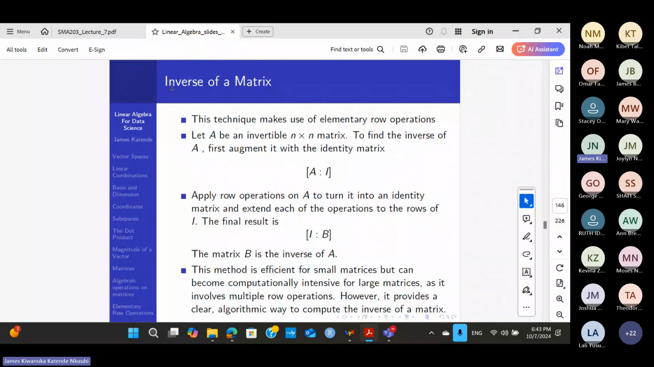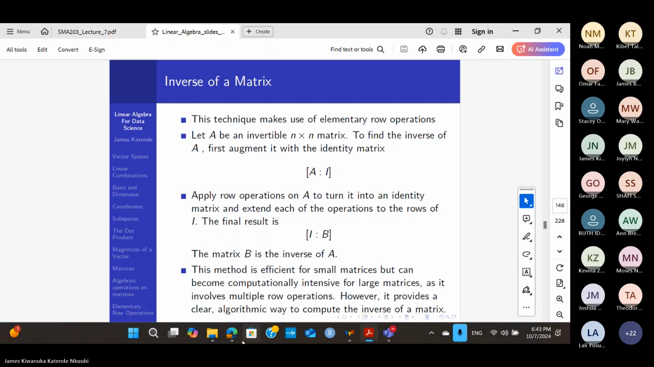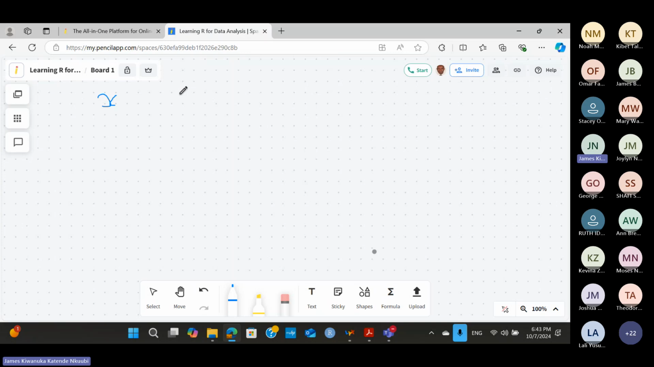So the basic idea is this: you have the following situation. If you have a square matrix which is invertible, what you do is you augment it with the identity matrix on this side. Then you apply some row operations, which will turn this matrix A into its reduced, we normally call it the RREF, reduced row echelon form.